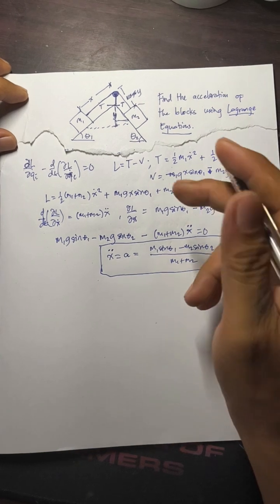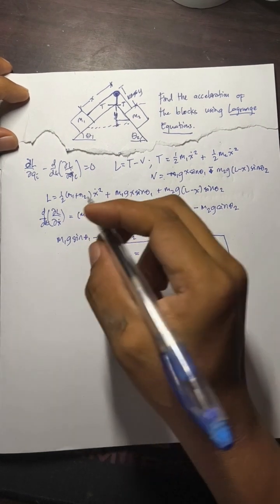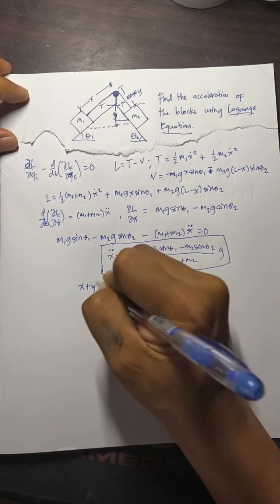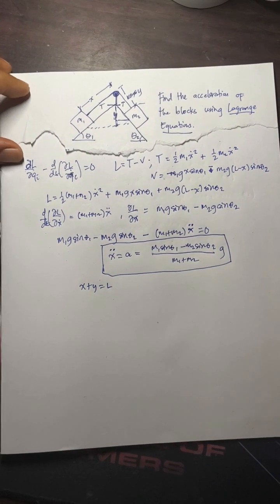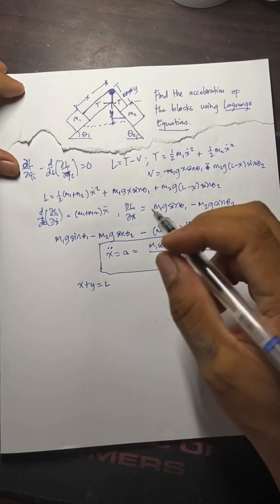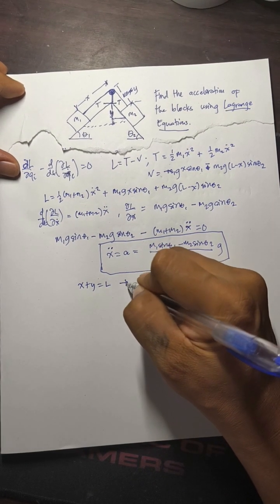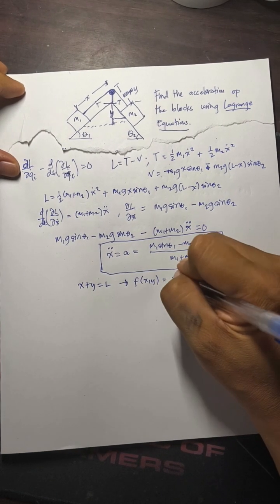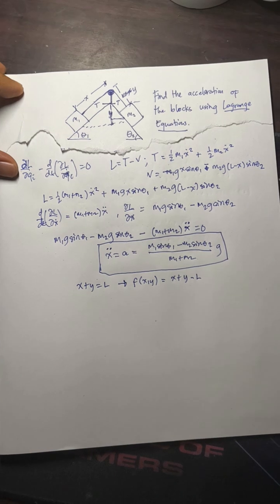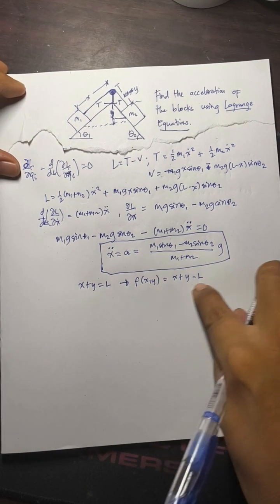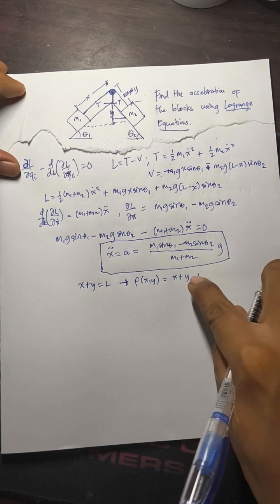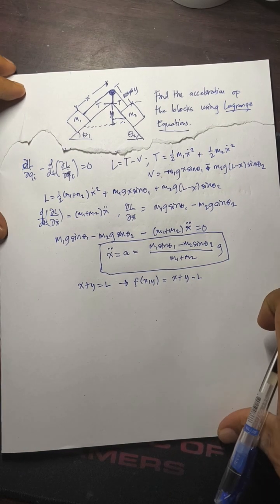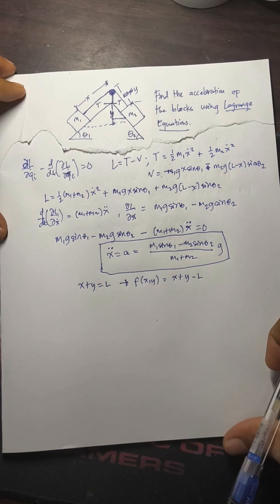So what is our constraint? We have to write our constraint directly. So our constraint is x plus y is equal to a constant. That would be L. In fact, this is just the same here. And this means that our f of x, y would be equal to x plus y minus L. This is our constraint equation. So we have only one constraint, so we have only one lambda here. So let's just use lambda. So let's form the Lagrange equations.